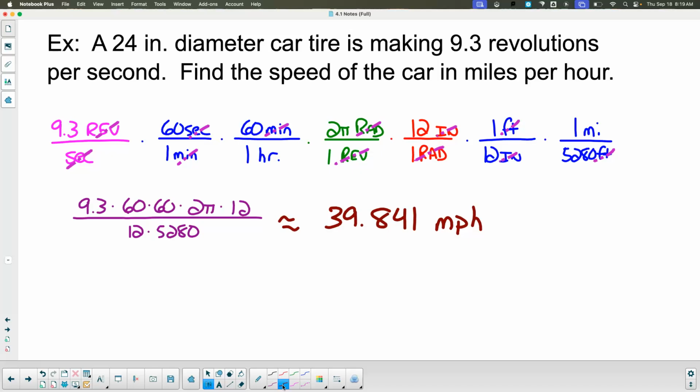Earlier this week, somebody was saying, well, in science, they always take the top label and they get rid of that first, then they do the bottom label last. I don't care. As long as everything's canceling out, I don't care.